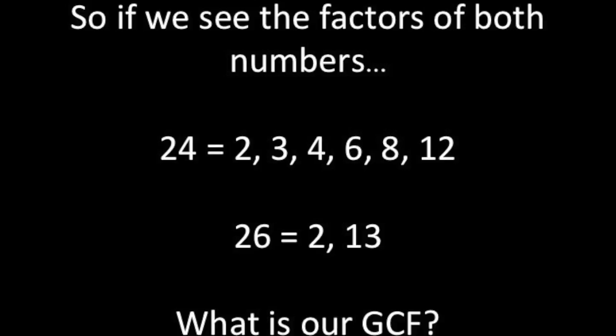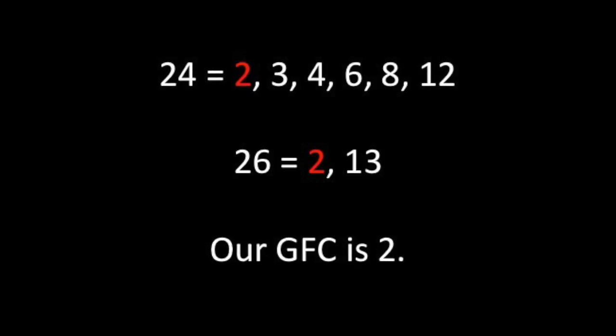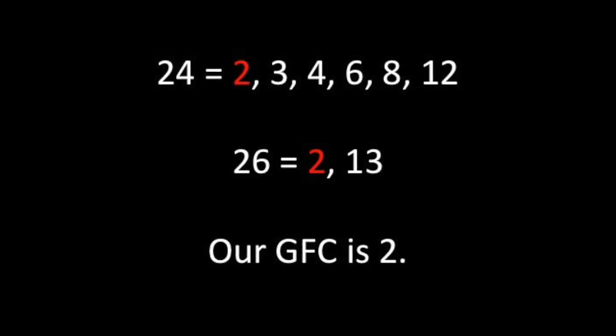So if we look at the factors for both our numbers, 24 and 26, let's review. 24 was 2, 3, 4, 6, 8, and 12, and 26 was only 2 and 13. So now we need to figure out what our greatest common factor is. Can you tell what it is? Looking at the factors for both numbers, we can tell that our greatest common factor is 2.